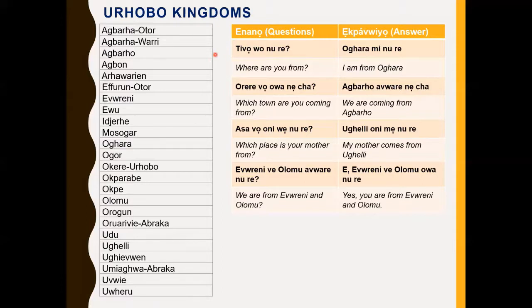So we're just trying to form, the best way to learn Urhobo is to make sentences, make sense, and hopefully be able to communicate or understand sentences that have been said to you or that you're trying to make, which are in Urhobo. So let's start with these examples here. Tivo wonure. That's the first one. Tivo wonure. Okay, you can see the translation there.